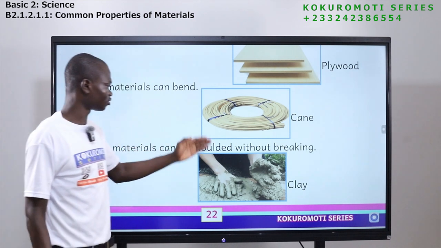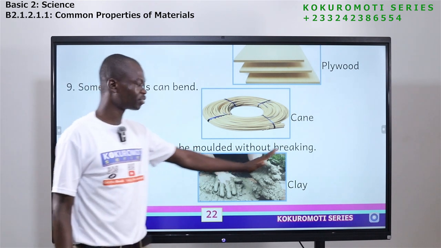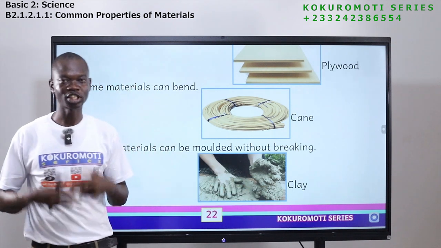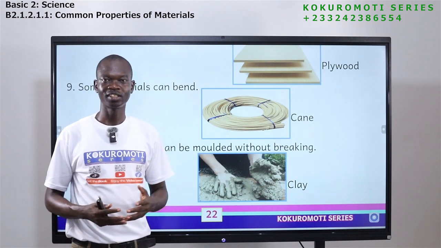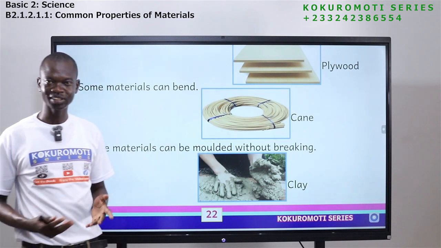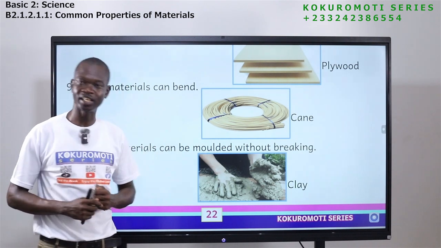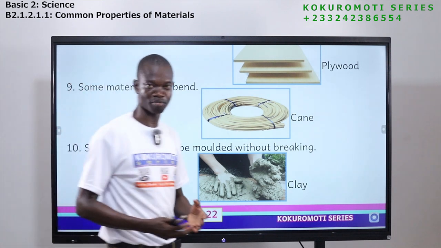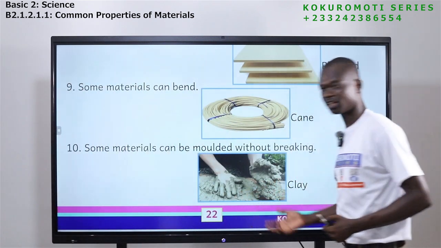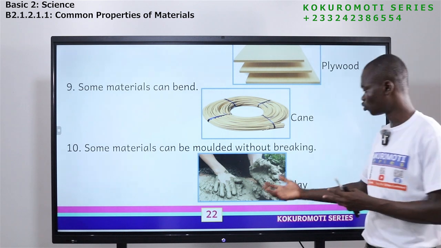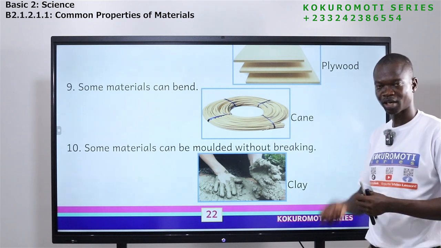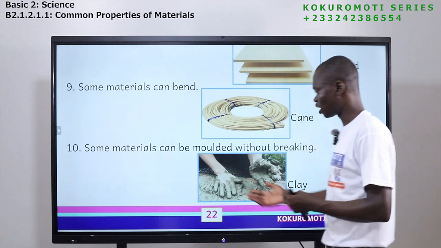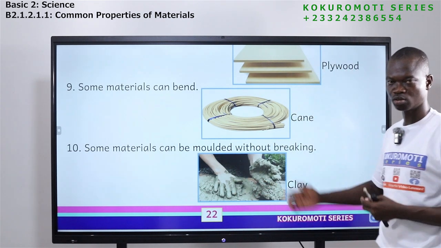So number 10. Some materials can be molded without breaking. So look at what? Clay. We use clay to do so many things because we can mold them. We have cooking pots. We can use clay to mold cooking pots. Bowl that we eat from. We can use clay to mold bowl. Plates, cup, and the other things. We can use clay soil to do that.